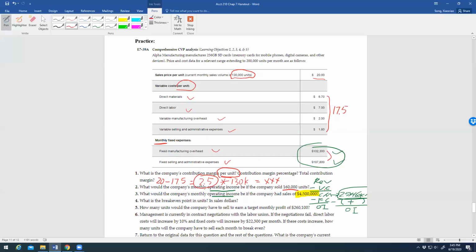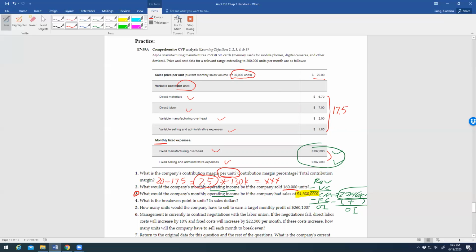You said each one is 17.5, and we are selling 130,000 units. No. Okay, hey, come on, my students. Now your sales are not 130,000 units, because we are working on a new question. We are working on question 3. It's not based on 130,000 units.